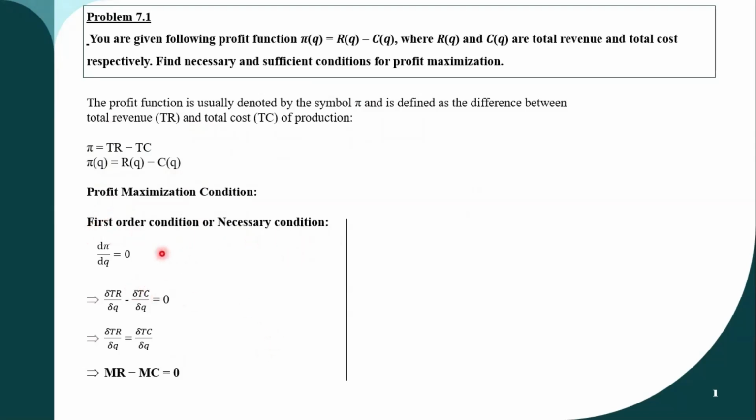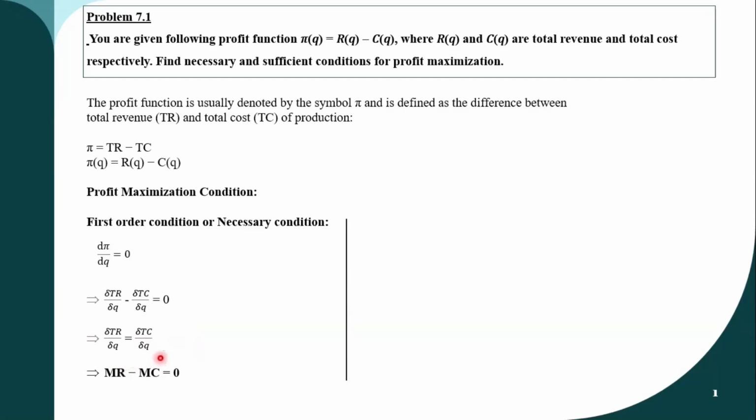Whenever we try to find the first order condition or necessary condition, we need to differentiate the profit function with respect to Q. So here is the equation: d/dQ of pi equals 0, and we know that pi means TR minus TC, so d/dQ of TR minus d/dQ of TC equals 0. If we put d/dQ of TC on the other side of the equation, then we can see that d/dQ of TR equals d/dQ of TC.